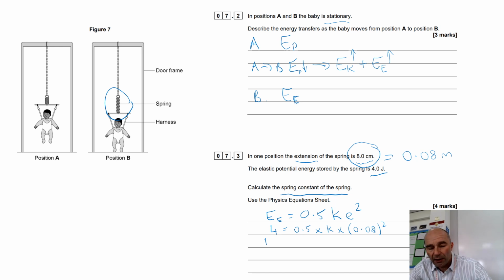We then just need to get k by itself, so we end up with k equals 4 divided by 0.5 times 0.08 squared. When you put all those numbers carefully into your calculator, you end up with 1,250 newtons per metre. And there's your 4th mark. So, great question. The real catch here, and it's quite a common thing where they give you extension of springs in centimetres, is you're always going to need to convert them into metres. Now that question's at 8 marks. Hopefully you got 8 out of 8. Well done if you did.